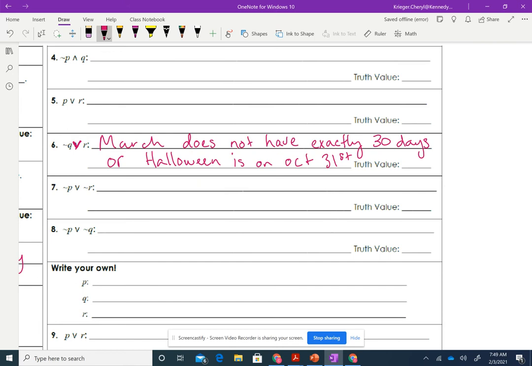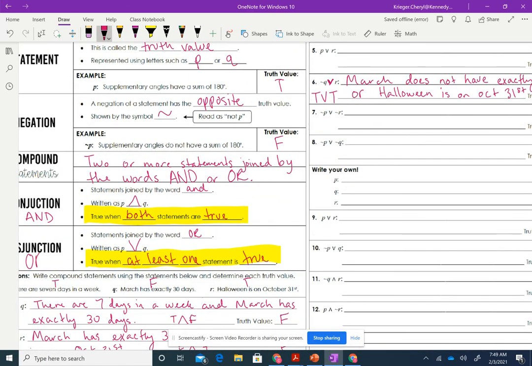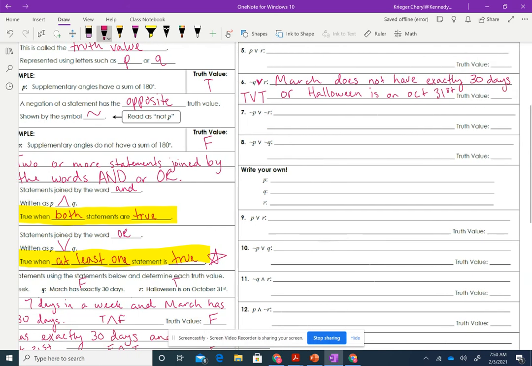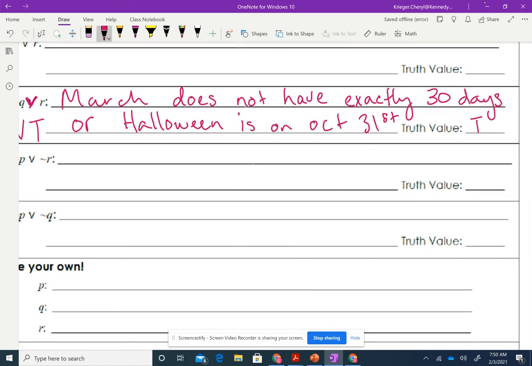So this one is true now because March does not have exactly 30 days is a true statement, or Halloween is on October 31st, which is true. So true or true. And we come over to our or statement, our disjunction. We need at least one statement to be true. Well, now we have 2 statements that are true, so this one's definitely true.